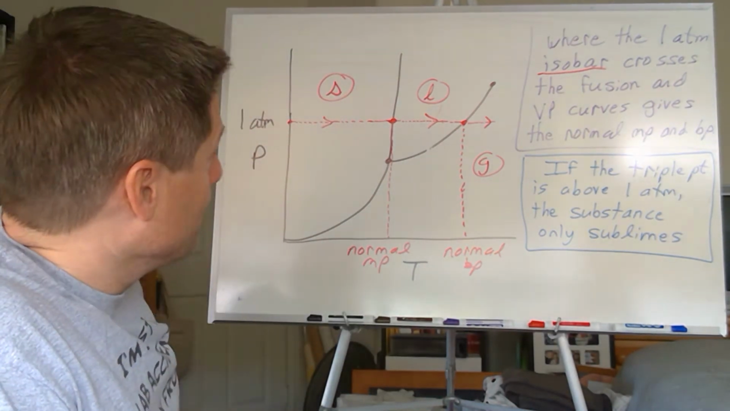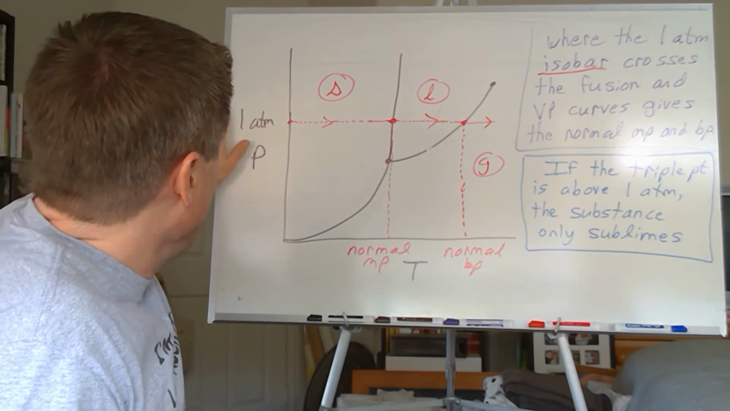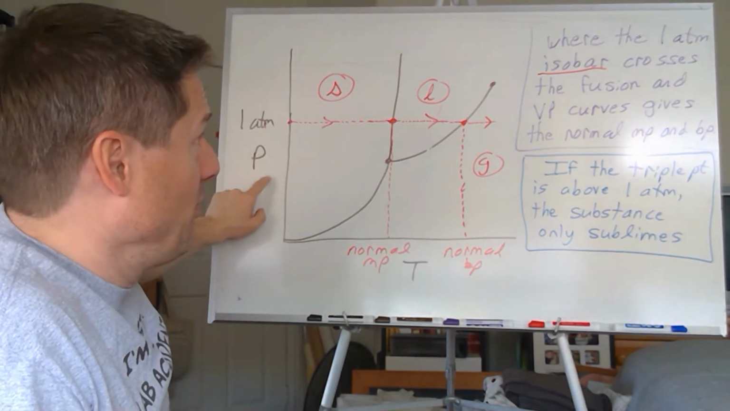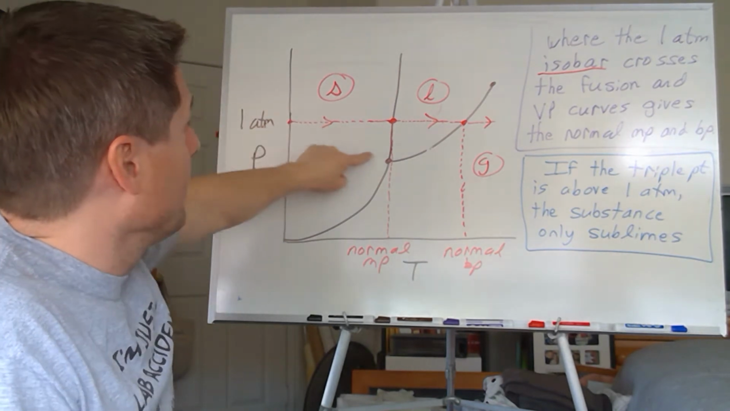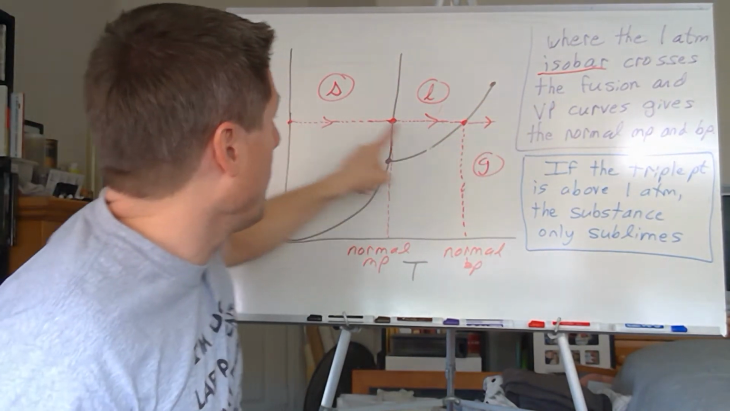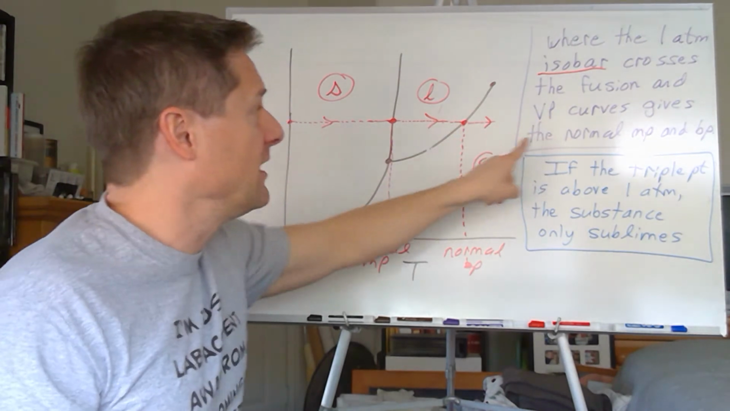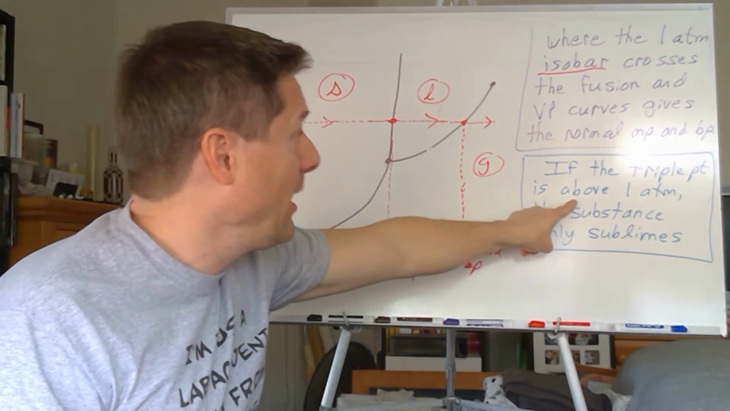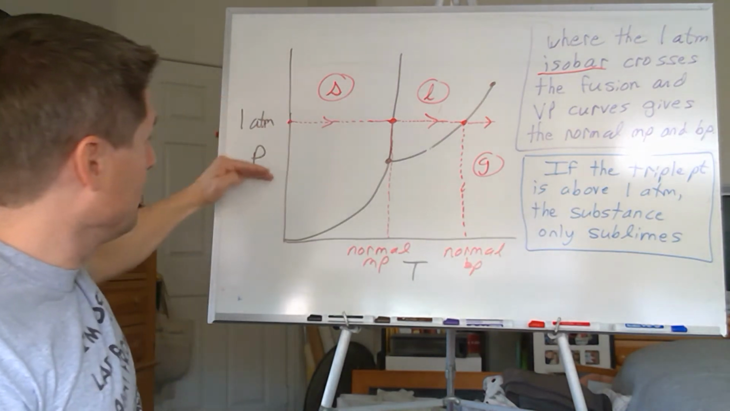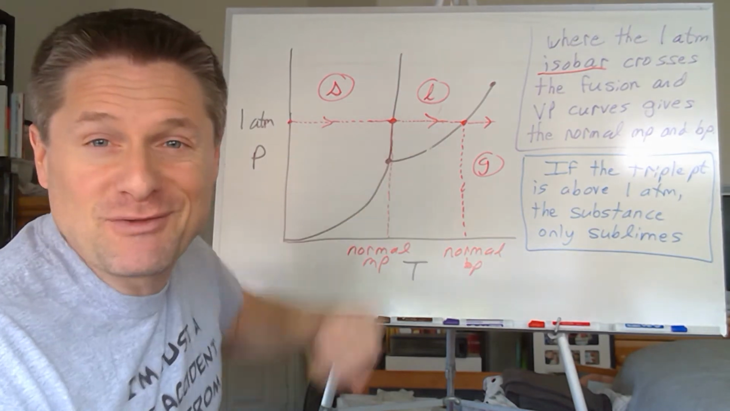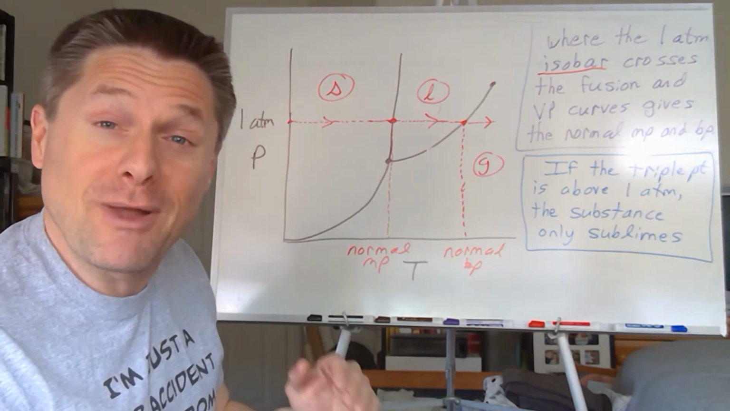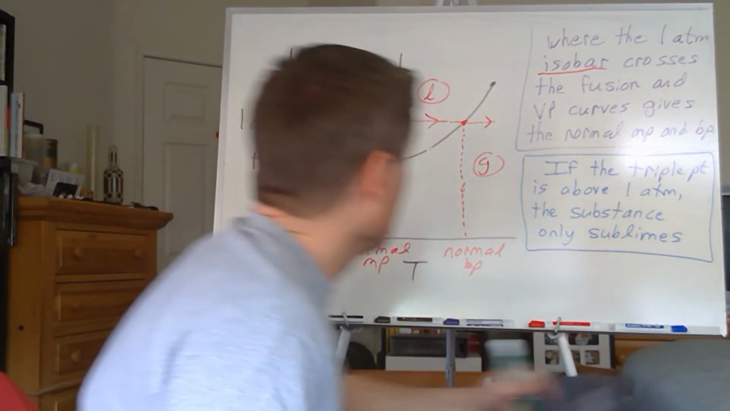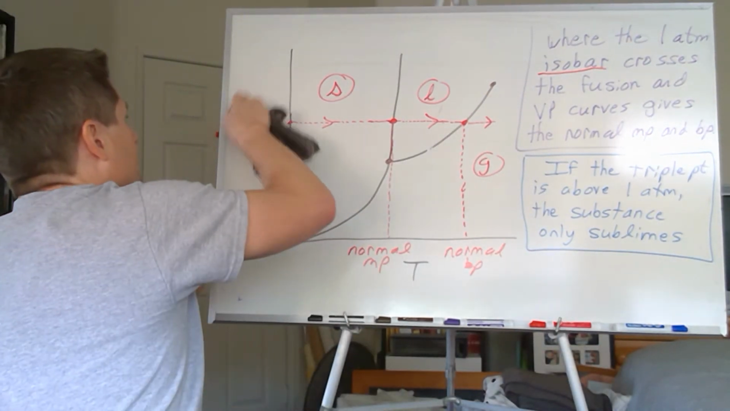Let's do this one in green. What if we had 1 atmosphere down here below the triple point, right? So if 1 atmosphere is above the triple point, that isobar where it crosses the fusion and the vapor pressure curves gives you the normal melting points and boiling points, like I wrote up here in purple. But if the triple point is above 1 atmosphere, so if 1 atmosphere falls down here, you're never going to cross the fusion and vapor pressure curves, are you? You're only going to cross the sublimation curve. Oh, that gets interesting.